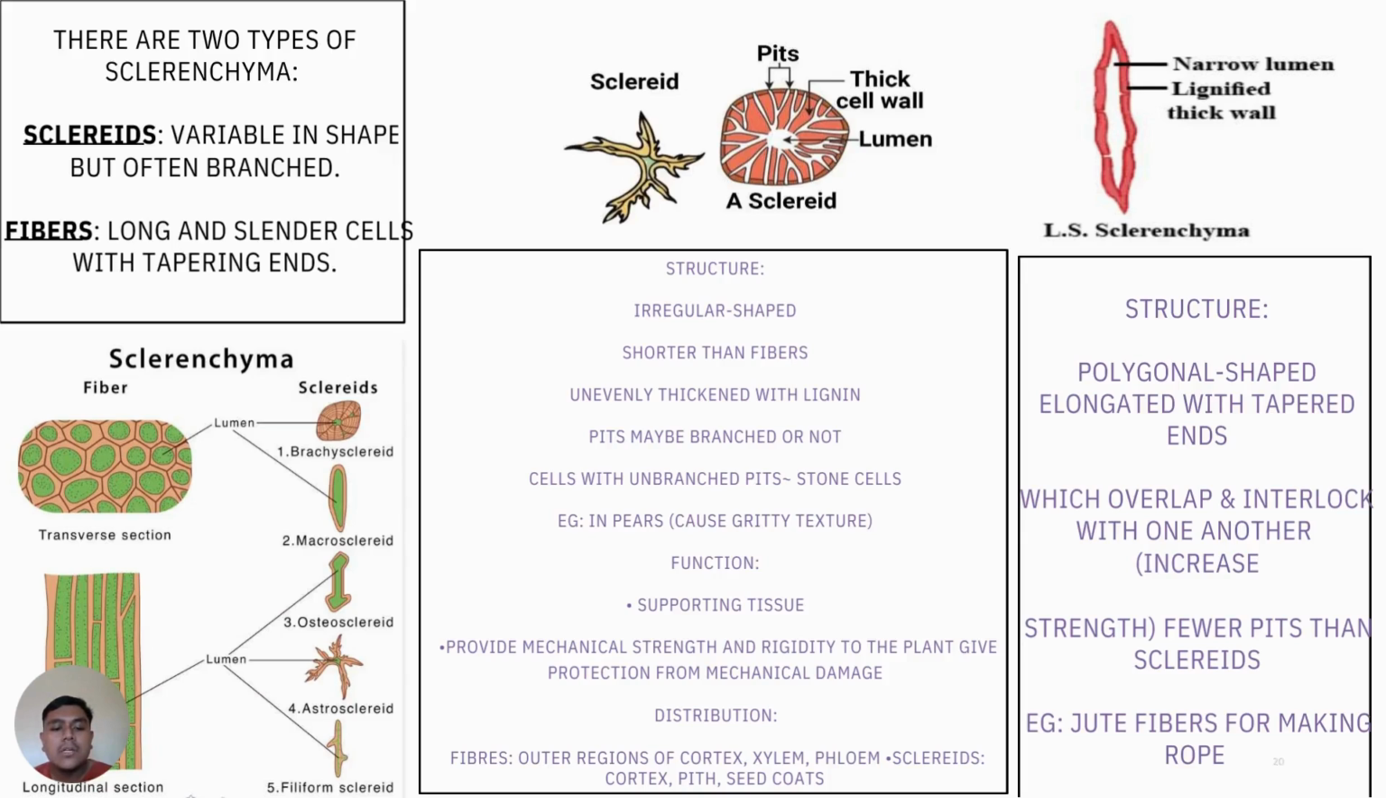Distribution of fibers is the outer regions of the cortex, xylem, and phloem. Next, structure of fibers. Polygonal shape, elongated with tapered ends, which overlap and interlock with one another to increase strength, with fewer pits than sclereids. Example, jute fibers for making rope.